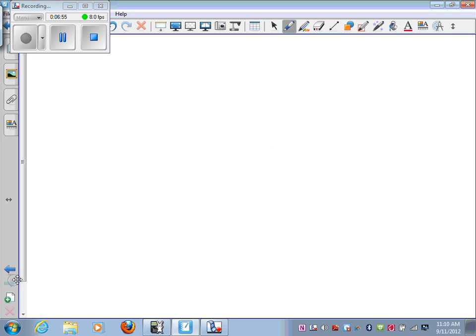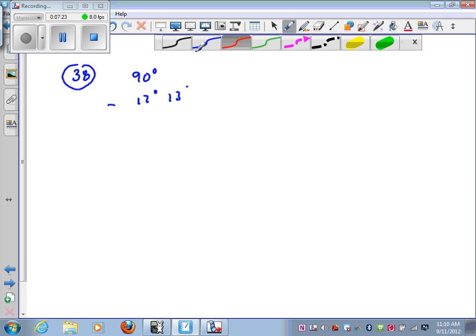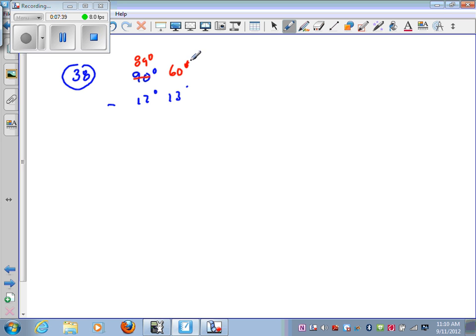So, okay, the next problem says perform each calculation. So what I'm going to do is 90 degrees. I'm going to put them one on top of the other, and I'm going to subtract 17 degrees. Now what you have to do is subtract or borrow 1 degree. So this is going to be 89 degrees. And then I have 60 minutes because I'm borrowing 1 degree, which is 60 minutes.